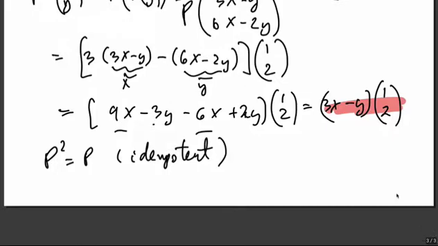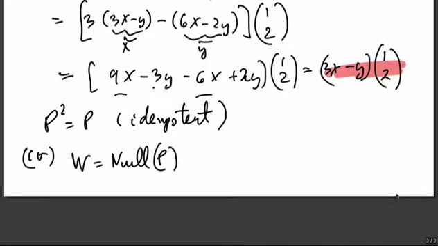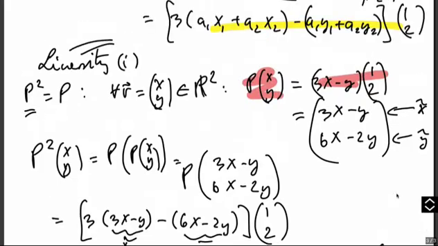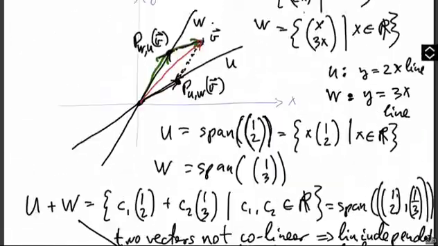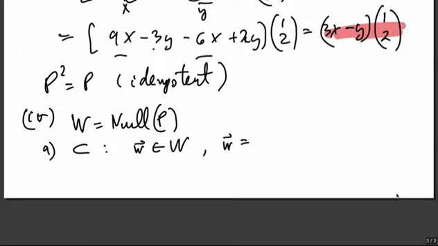Well, we can show all the other properties. Maybe let's show property 4 that says that W is the null space. We have to show both directions for that. Again, we want to show this part. Then we start with a vector w from the W space. We have to go back and see what the W space was. The W space was the span of the 1, 3 vector. So w equals some c times the 1, 3 vector for some scalar c.